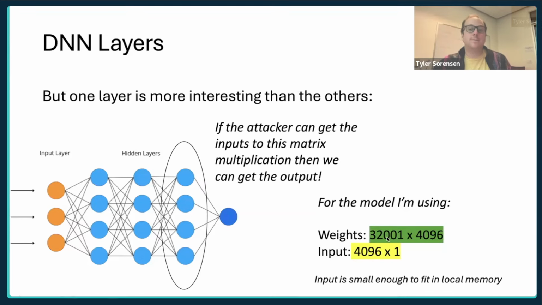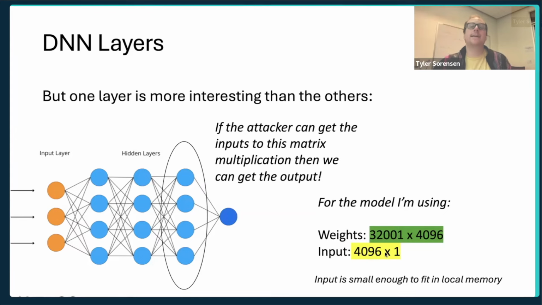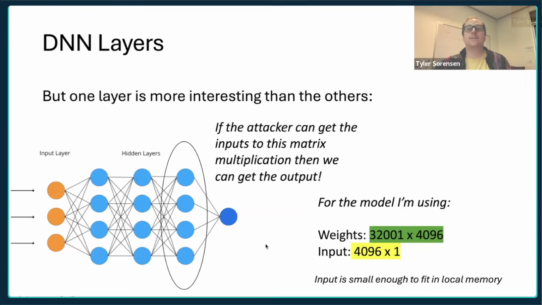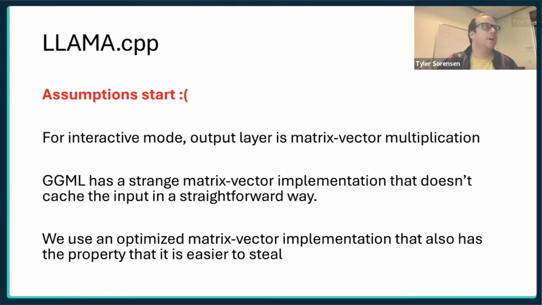And so what we can do is use the weights that we fingerprinted earlier, and we can then steal this, and the attacker can just do this computation itself and get the output. And that's sort of how this attack all comes together. There are a few assumptions here.